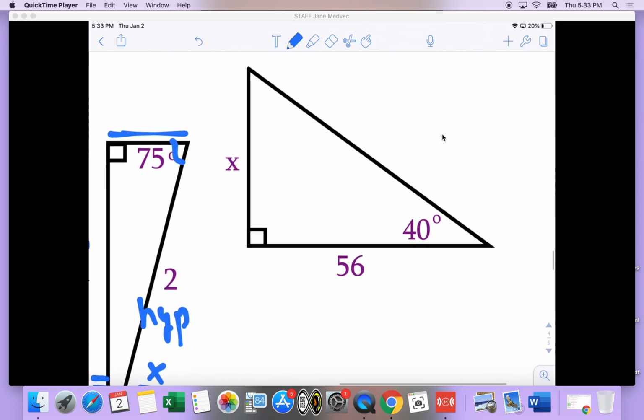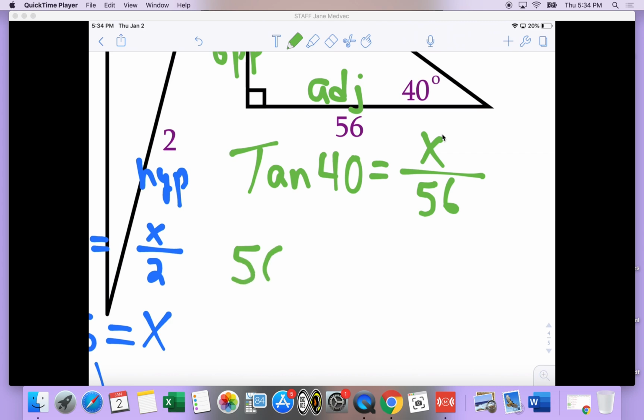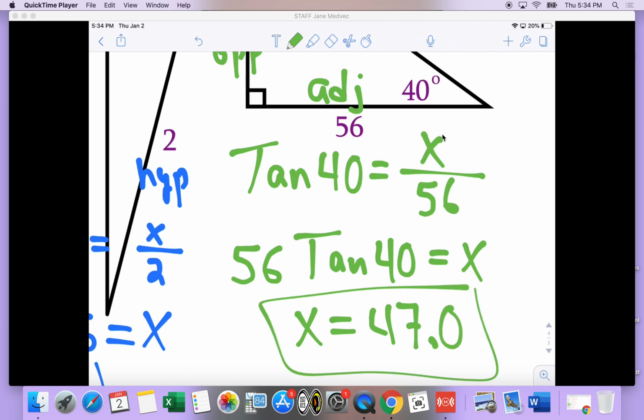And then finally, the last one, yay! Okay, we've got 40 degrees. Notice that I have the opposite and I have the adjacent. And so this is going to be tangent. Tangent of 40 degrees equals TOA, opposite over adjacent. Multiply both sides by 56. So go ahead and plug that through. X is 47.0 if you're rounding to the nearest tenth.